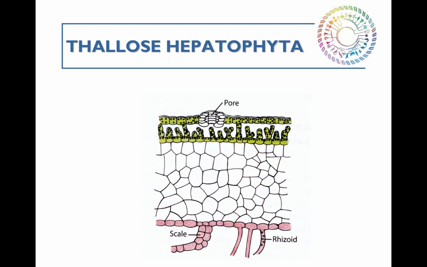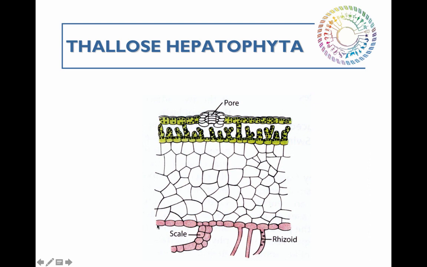So what we find is that these non-vascular plants typically occur in environments which are very damp, very moist, where they're not going to be subjected to too much water loss. So the upper layer of the hepatophyta have these multicellular gaseous exchange pores opening up into these large internal chambers. This is where these chloroplasts are localized. This is where photosynthesis occurs.